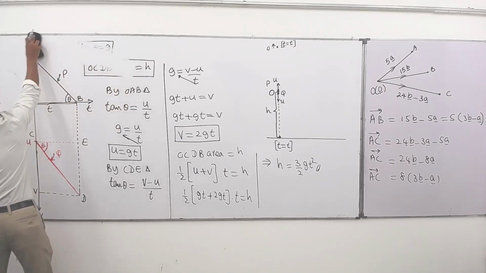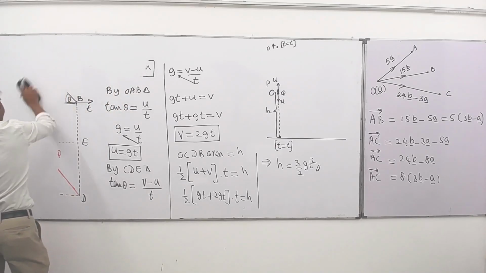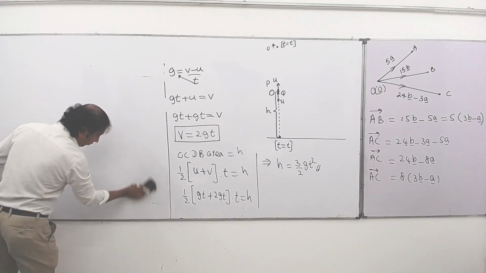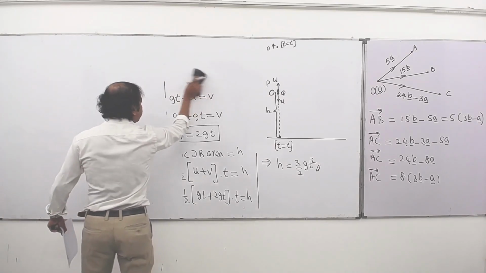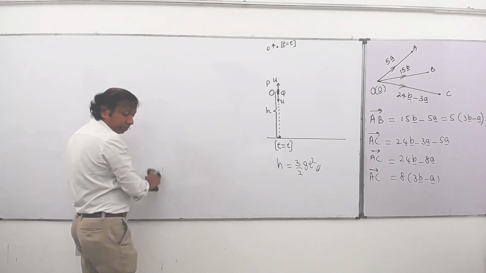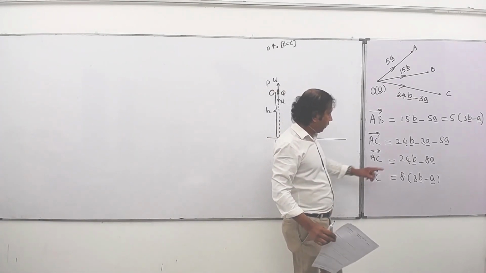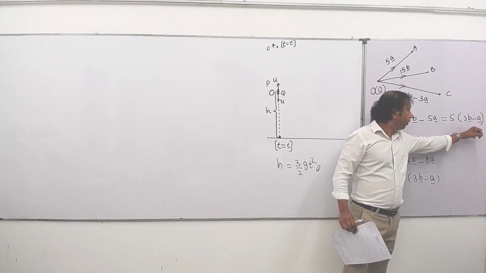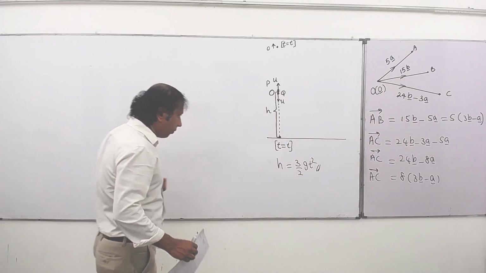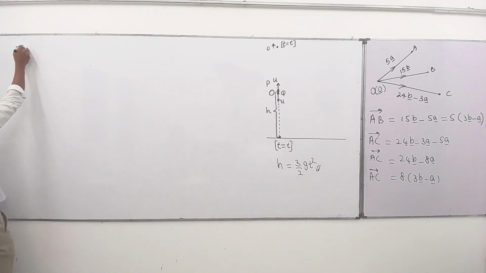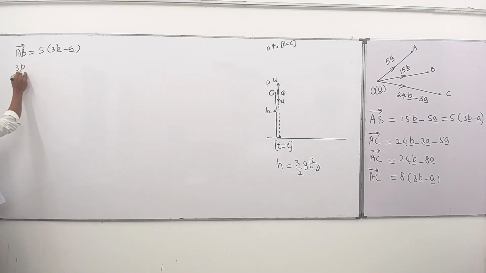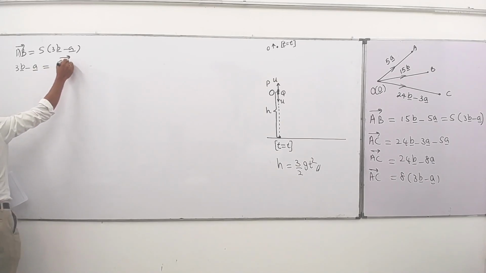Now I erase this all. Now I can write this AC vector here. Look at this, this 3B minus A vector. You can, dividing this AB by 5, now write AB vector equals 5 times 3B minus A. Then I can write 3B minus A vector is equal to AB vector by 5.